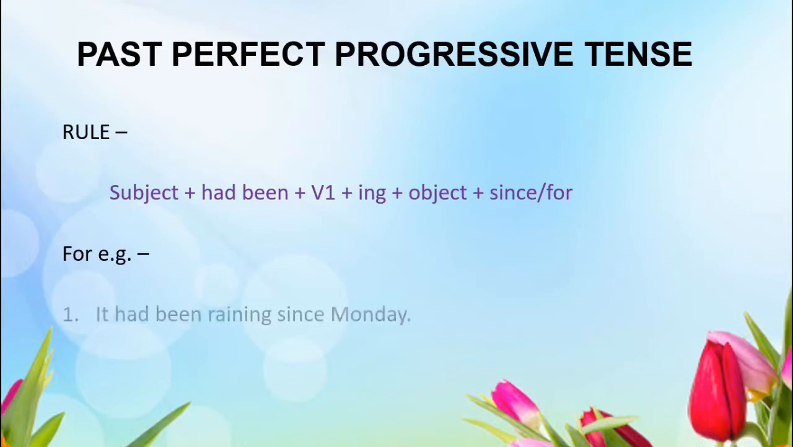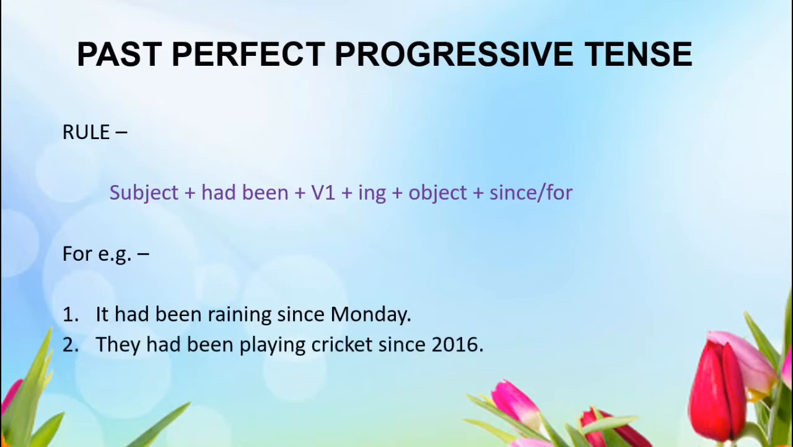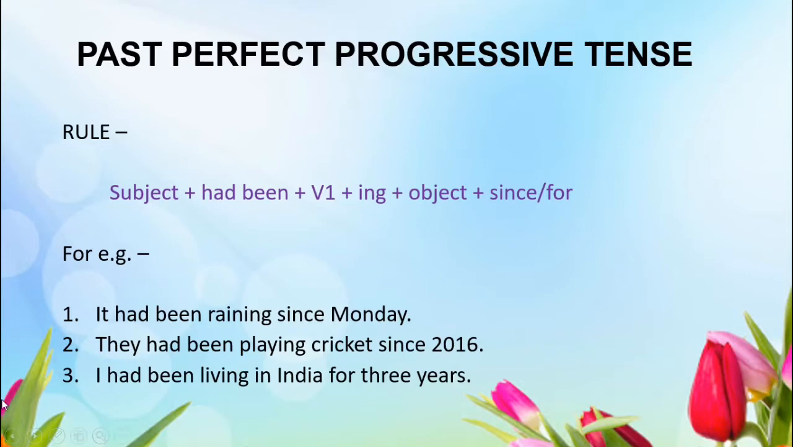For example, it had been raining since Monday. They had been playing cricket since 2016. I had been living in India for 3 years. As we can see, we have used had been with the first form of the verb and ing. Also, we have used since and for in these sentences.